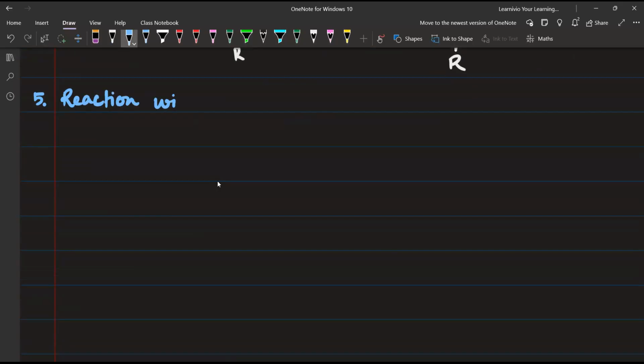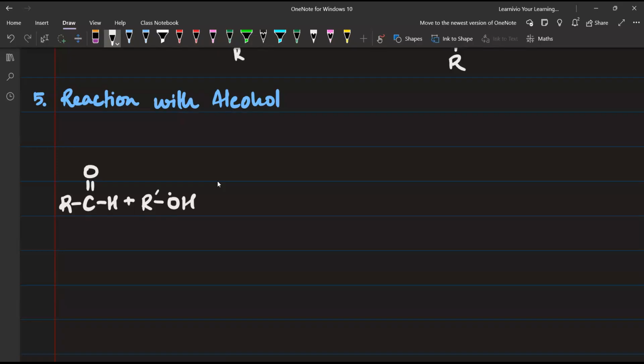Reaction with alcohol. Now, we have R, C double bond O, and H. I'm sorry, this is aldehyde. So first I am showing the reaction of aldehyde with alcohol, and I react this with R dash OH. The lone pair of oxygen atom will attack on the delta positive charge of carbonyl carbon. This carbonyl carbon, which is connected to a more electronegative element, will have delta positive charge, and this alcohol is going to attack on this carbonyl carbon like this.